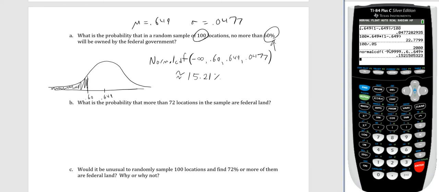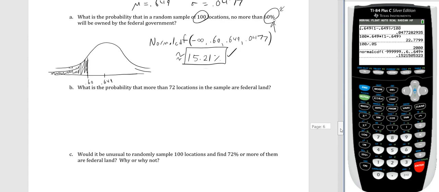So if they were to do this 100 times, or they took 100 locations, we'd expect about 15 of those situations to result in no more than 60% being owned by the federal government. So that's our percentage chance of this happening, of having 60%, or 0.6, of those locations owned by the federal government.